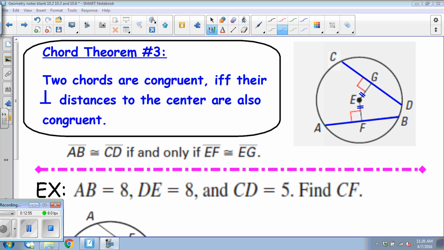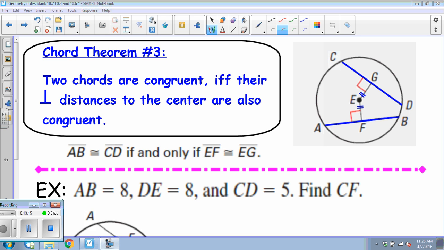Okay. Chord theorem number 3. Remember, the first theorem was if 2 chords are congruent, then their arcs are congruent. Well, this is another theorem involving 2 chords. This says 2 chords are congruent.